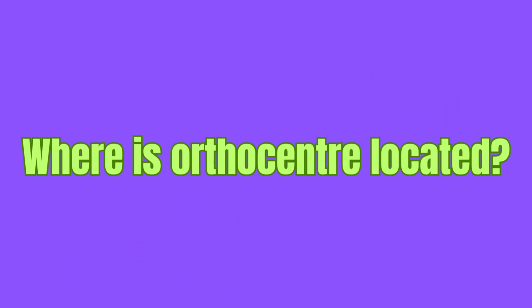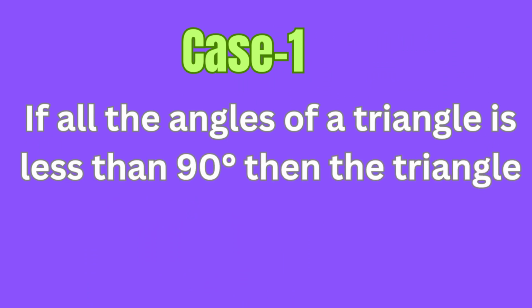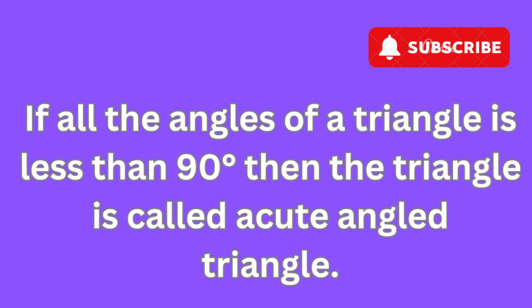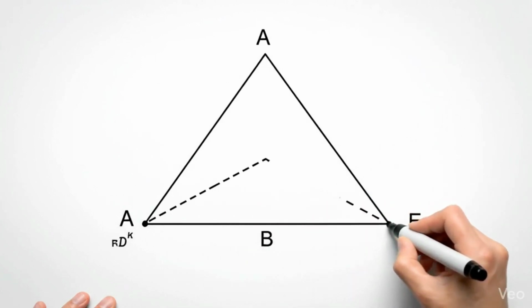Now, this is very interesting. Case 1, for acute triangle. If all the angles are less than 90 degree, the triangle is acute. In an acute triangle, the orthocenter lies inside the triangle.